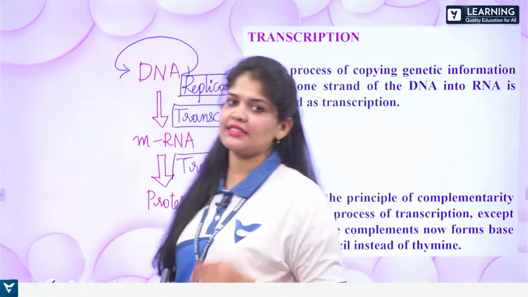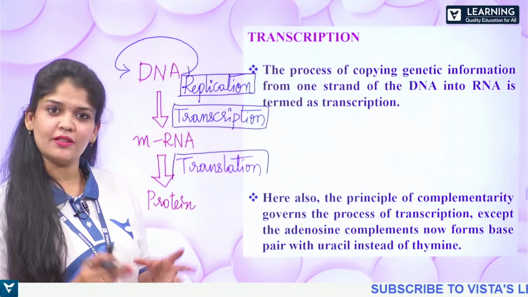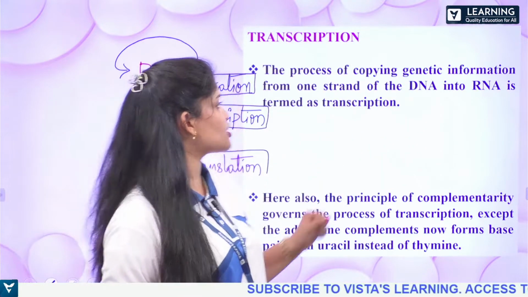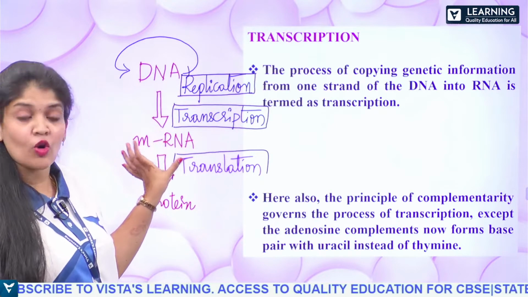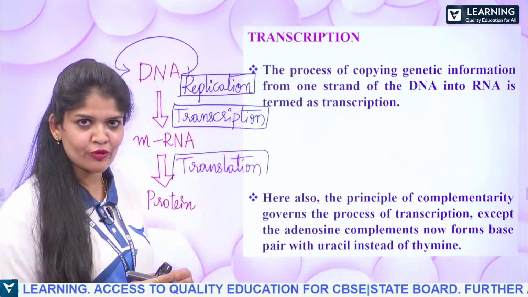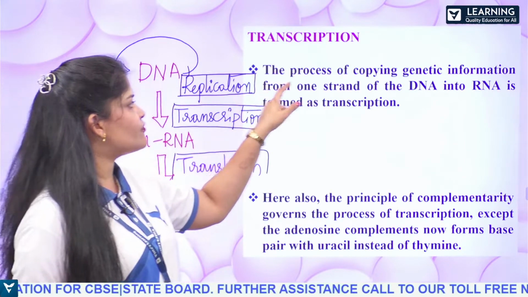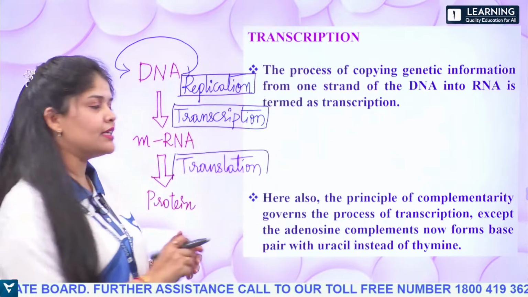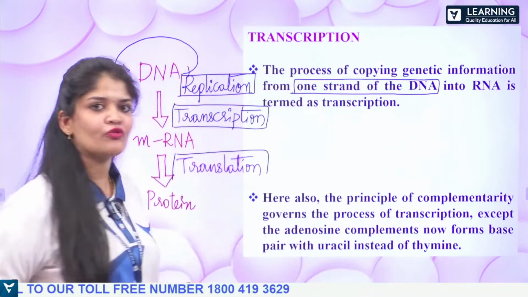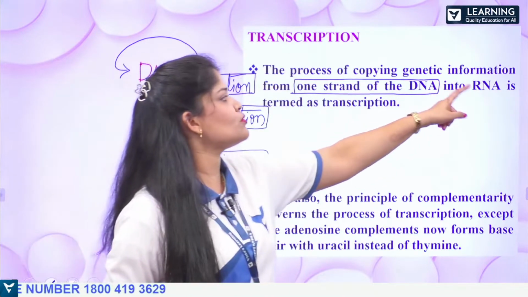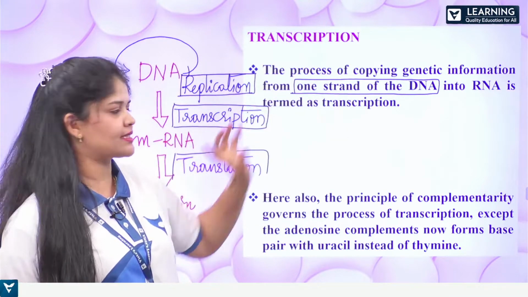What is that? Transcription. So, the process of copying genetic information. We well know that the genetic information is stored in DNA. Now, this is the process of copying the genetic information stored in the DNA from one strand of the DNA. Here, the genetic information will get transcribed from one strand of the DNA into RNA, and this process is termed transcription.